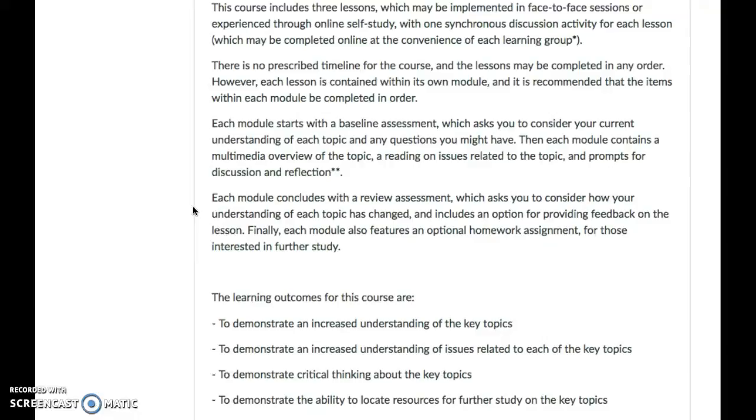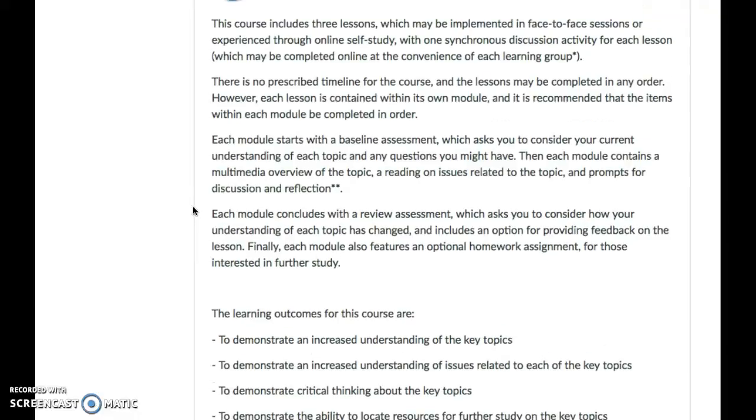The learning outcomes for this course are: 1. To demonstrate an increased understanding of the key topics. 2. To demonstrate an increased understanding of issues related to each of the key topics. 3. To demonstrate critical thinking about the key topics. And 4. To demonstrate the ability to locate resources for further study on the key topics.